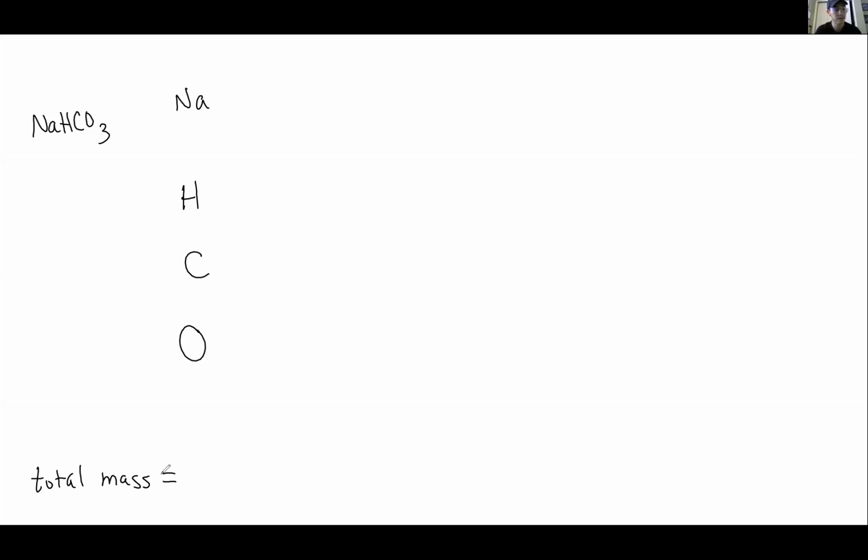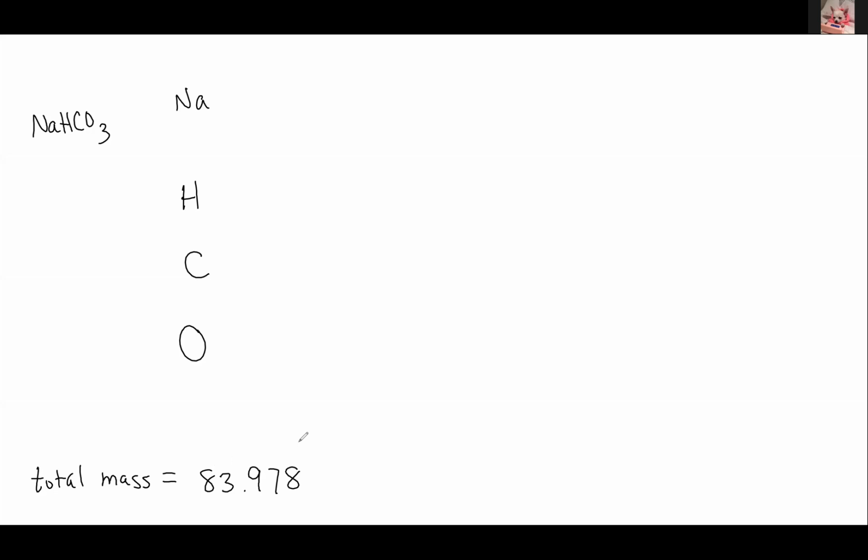Yes. And do you multiply the oxygen one by 3 because there's 3 of it? Yeah, you do. You have to get the mass of the entire element. For the total mass I got 83.978. Yeah. Okay. So now that we have our total mass, we can break it down.